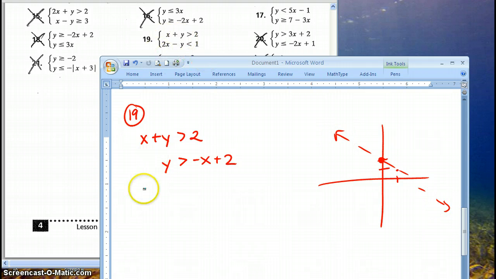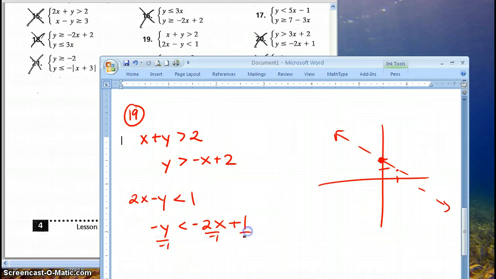The second equation in 19 is 2x minus y is less than 1. So my first step would be subtract 2x. Then I have to get this positive, so I'm dividing by a negative 1. Remember, when you divide by a negative, the sign again flips, so it becomes greater than 2x minus 1. So minus 1 is here. You go up 2 over 1. This is also a dashed line.